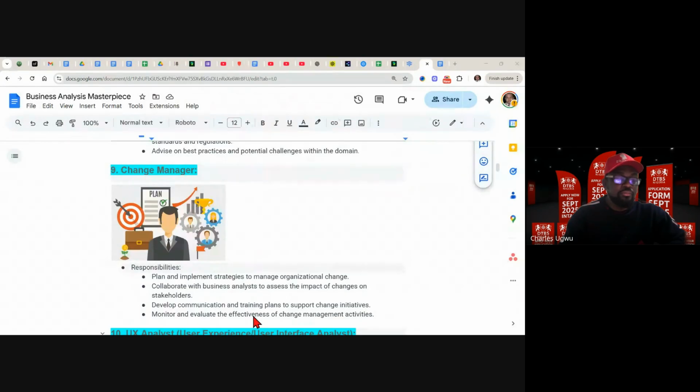So these are part of the things we collaborate on to assess the impact of the changes. Like the train station, when we are closing, what are the impacts? How many train stations are we going to be closing during this renovation? How is it going to affect the community? Most communities' commonest way of transport is through train. You close all the trains.